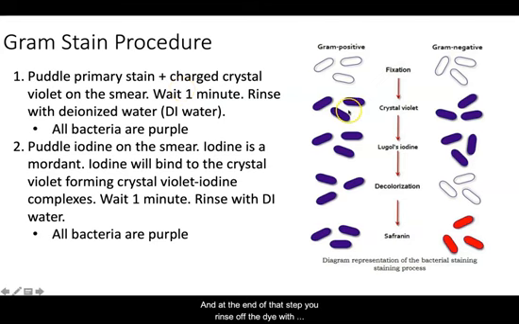And at the end of that step, you rinse off the dye with water, and both of the bacterial structure types, both of the cell envelope types, will stain the same color. They'll both be purple at this point in time.